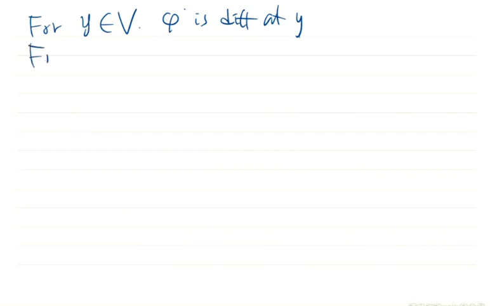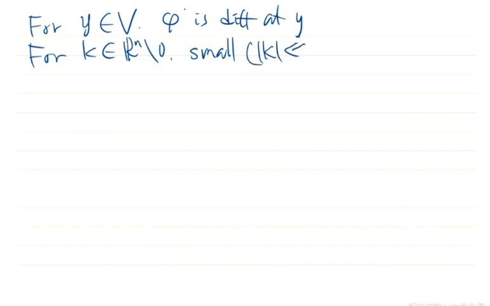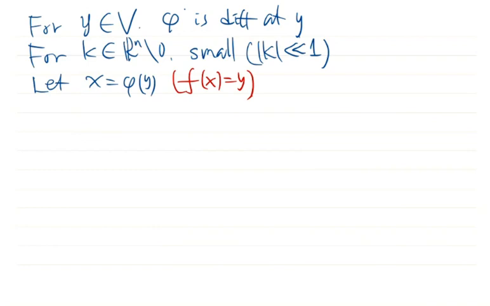So we can only use the definition of differentiability. Therefore, for k in R^n not zero and small, k small means the norm of k is very, very small, much smaller than 1. Okay, so we let x to be phi y. This is the same as f(x) equal to y, because f and phi are inverse to each other.